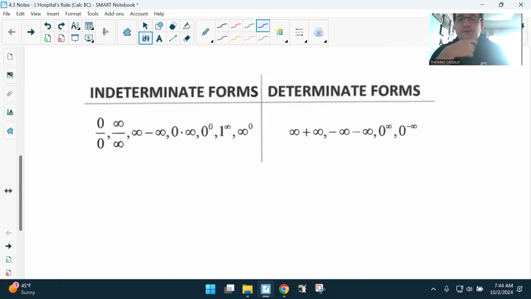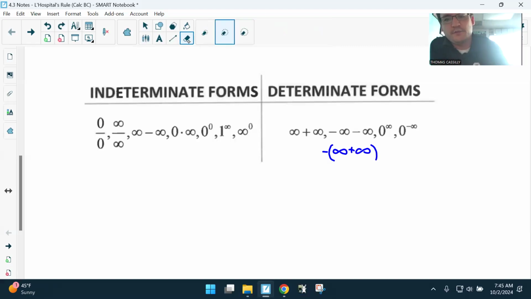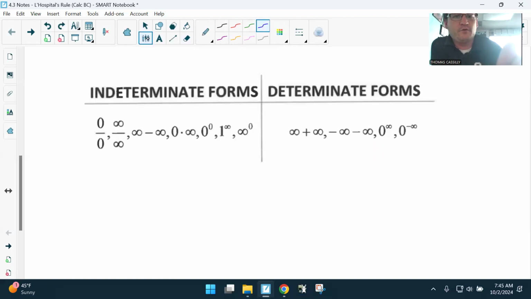Now, some things that are determinate: infinity plus infinity still equals infinity. Negative infinity minus infinity. If we were to do a little bit of algebra here, we get negative infinity plus negative infinity, which is still negative infinity. It's just going in the negative direction. 0 raised to the infinity power, that's 0, and 0 raised to the negative infinity power, also 0. All right, so these are determinate forms. So what we have to be on the lookout for is when we take our limits and we get 0 over 0 or infinity over infinity, that sort of thing, these indeterminate forms.